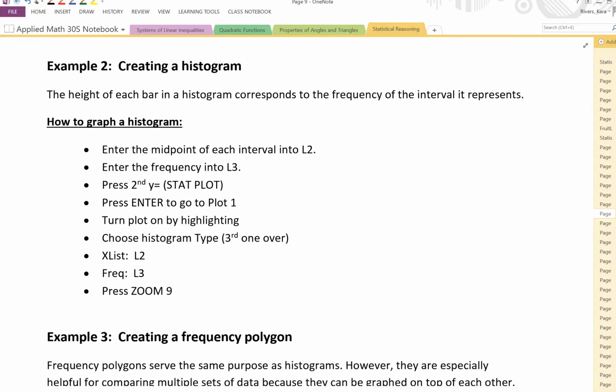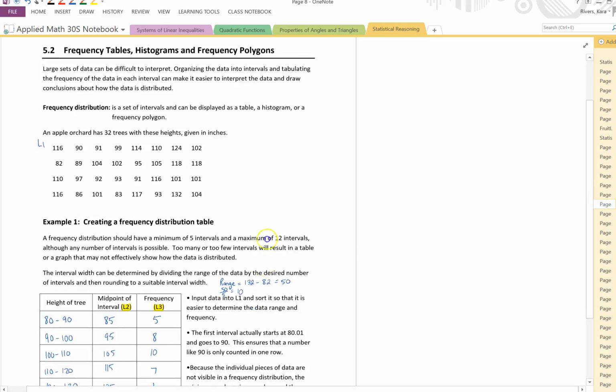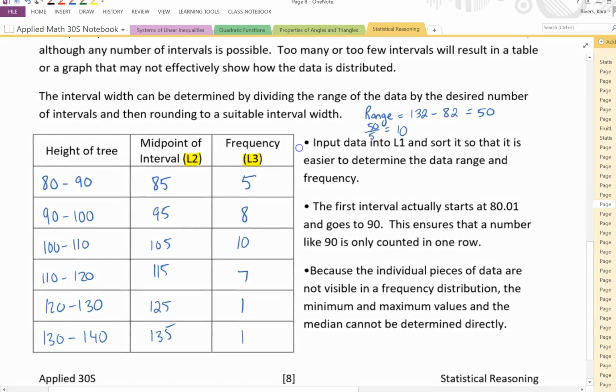Alright, so the height of each bar in a histogram corresponds to the frequency of the interval it represents. So if I go back to my table for a moment, you can anticipate that the highest bar in our histogram should be this one here, right? Because it occurs the most often.